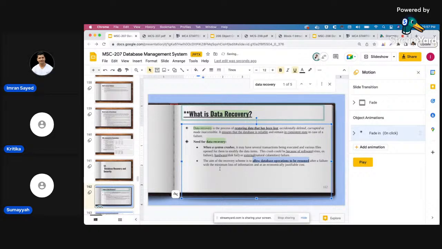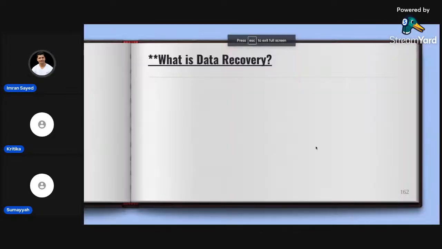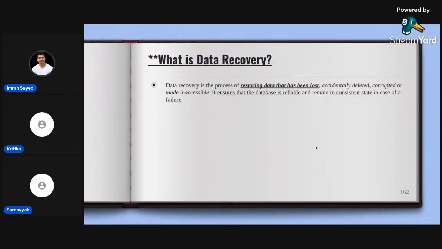After a failure, minimum loss of information and economic. Okay. So data recovery is basically the process of restoring data that has been lost, accidentally deleted, corrupted, or made inaccessible. It ensures the database is reliable and remains in a consistent state in case of any failure.